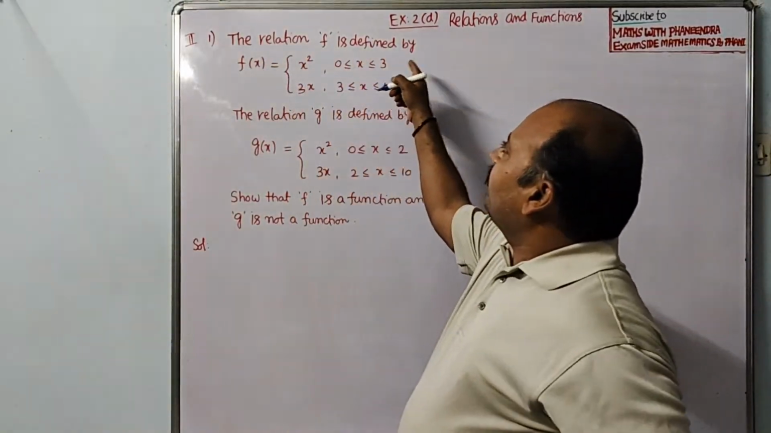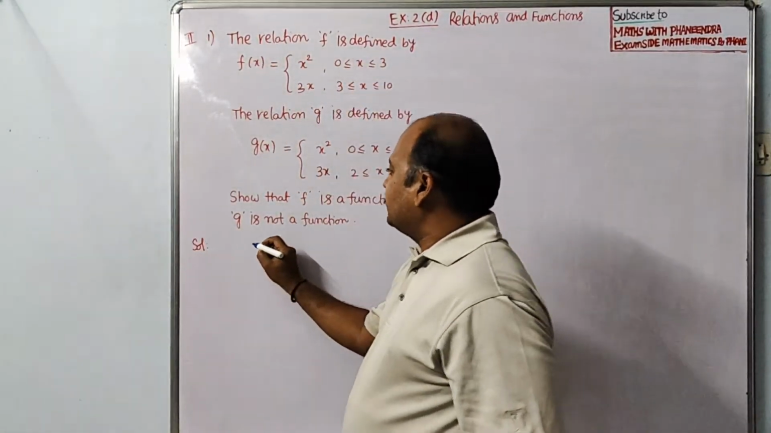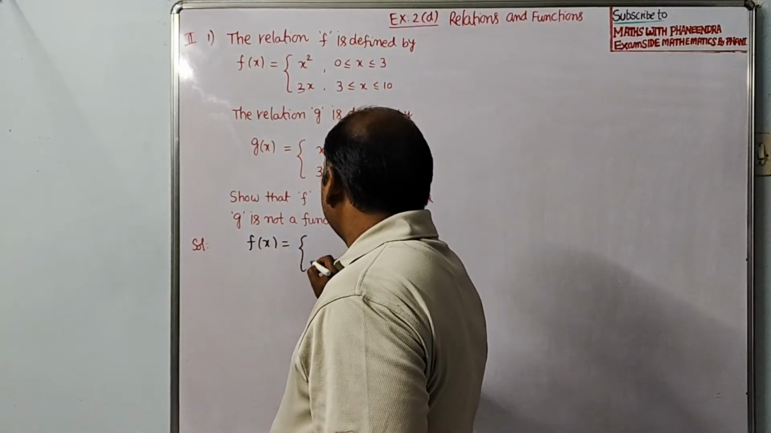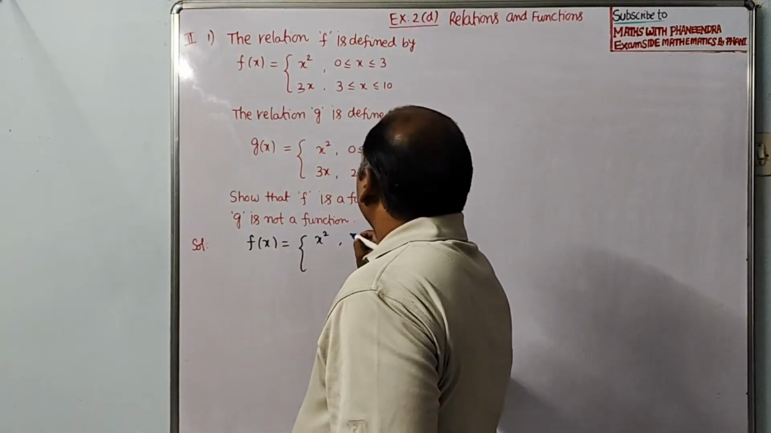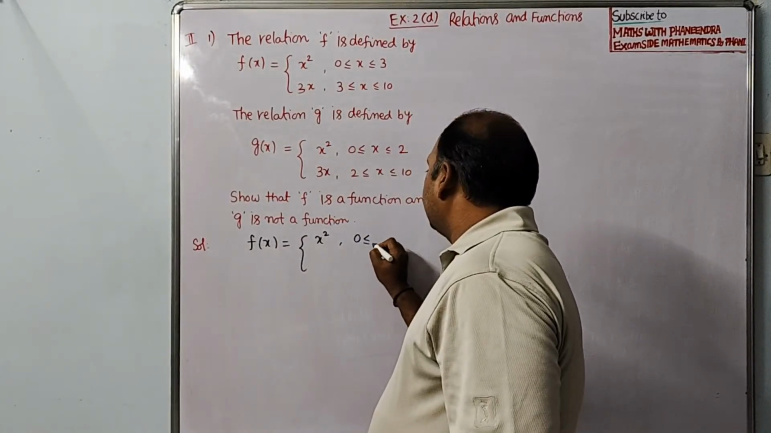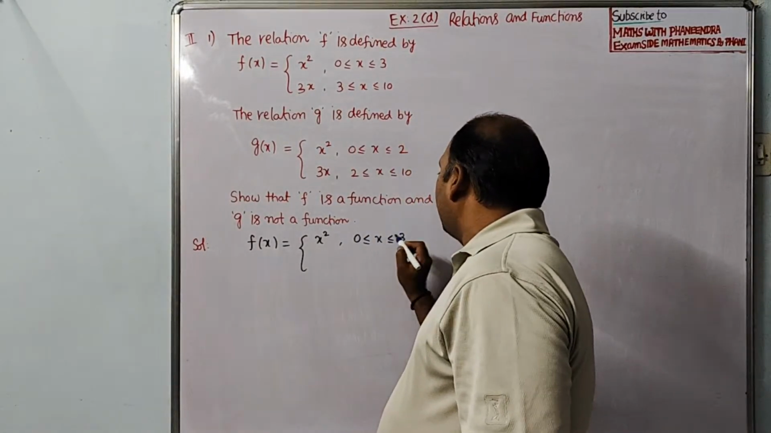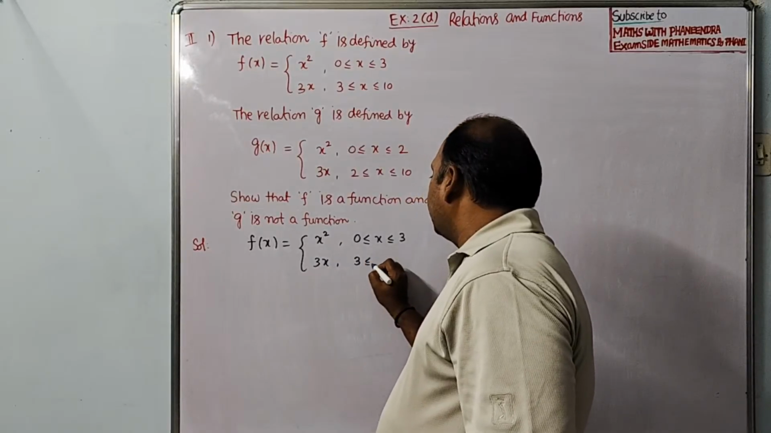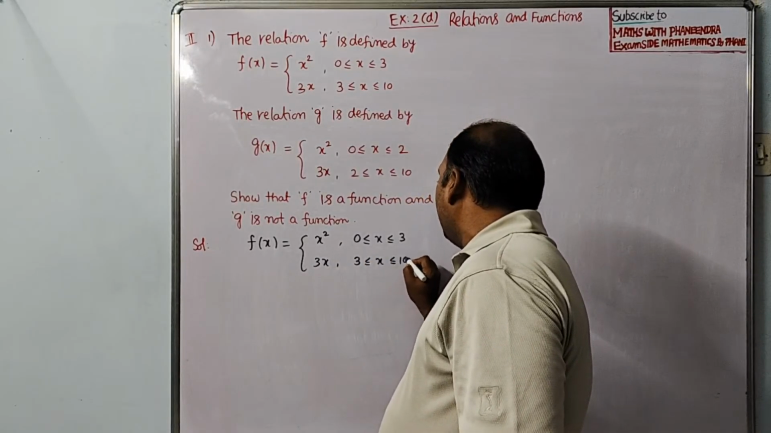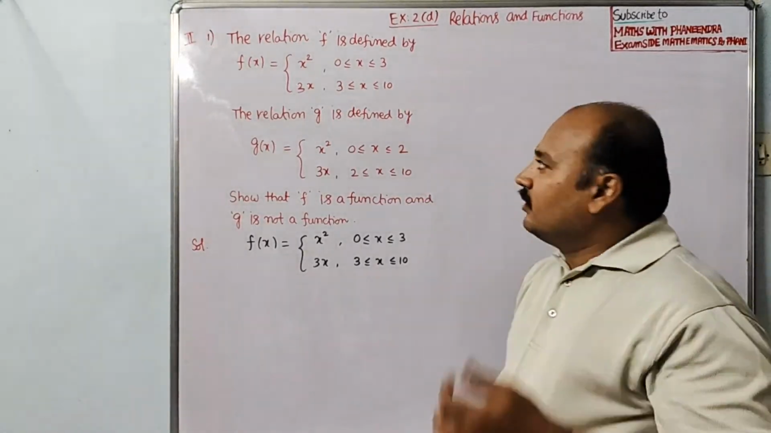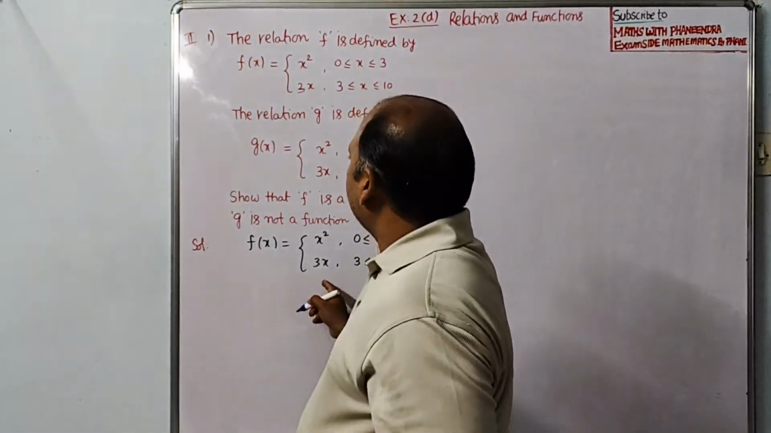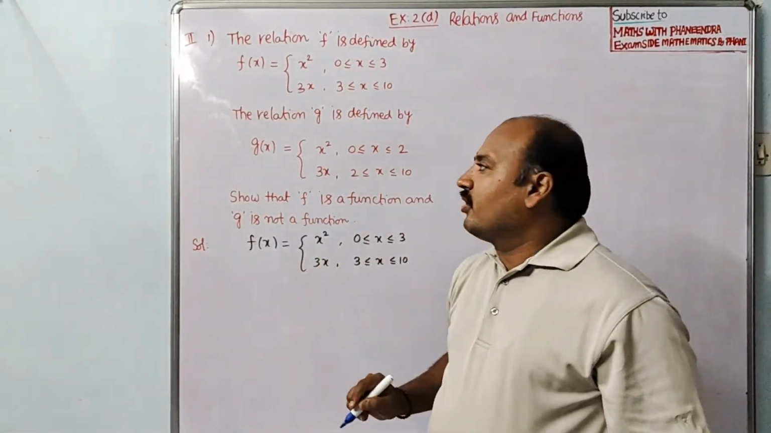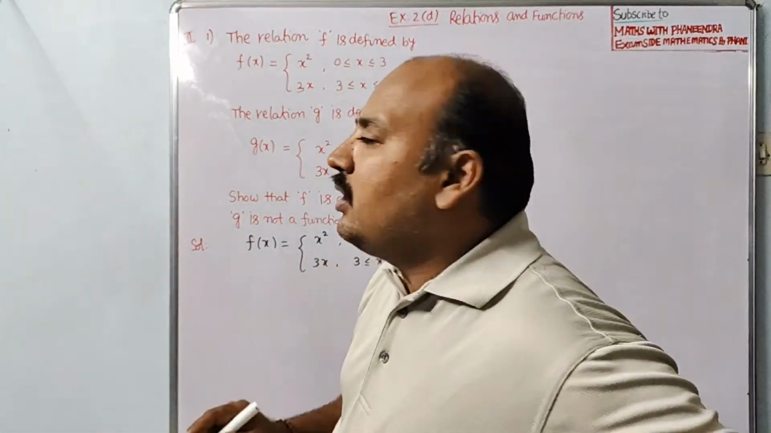The relation f is defined by f of x is equal to x square, for 0 is less than or equal to x is less than or equal to 3, and 3x, for 3 is less than or equal to x is less than or equal to 10. For this function you have to show that f is a function. So the elements are equal.